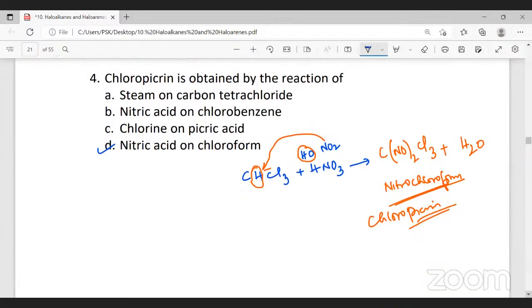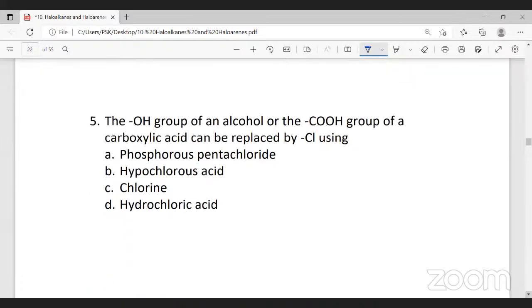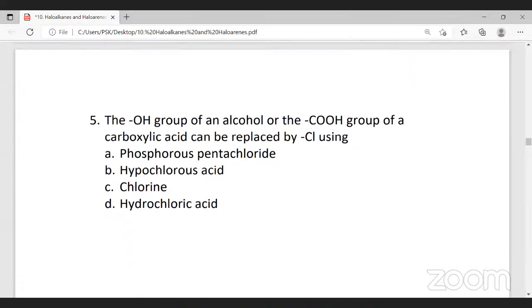Sir, please remember all these kinds of questions now for competitive exams. The OH group of an alcohol or the COOH group of a carboxylic acid can be replaced by chlorine using PCl5, hypochlorous acid, chlorine, or hydrochloric acid. See, the OH of an alcohol or a carboxylic acid can be replaced by chlorine using, what's the chlorinating agent they're asking? Now alcohol, if I take CH3, CH2 and OH, this is an alcohol.